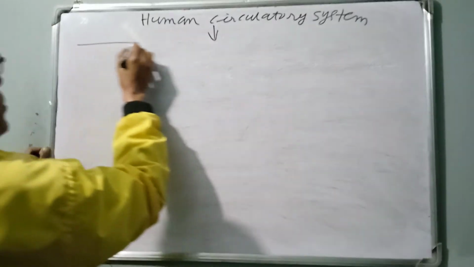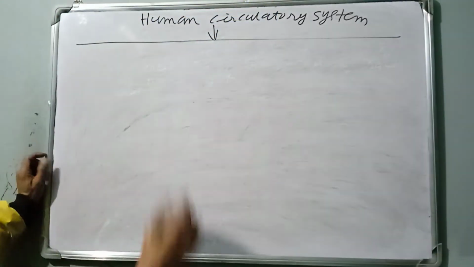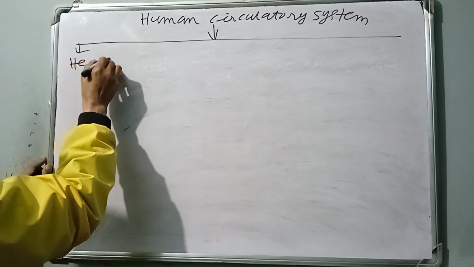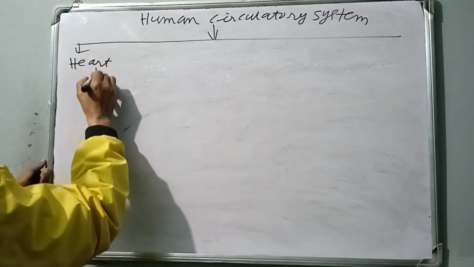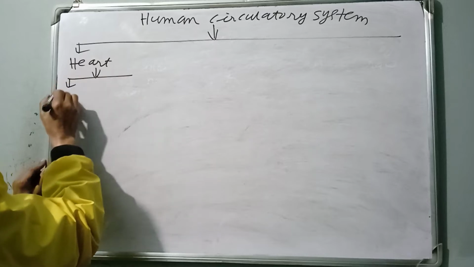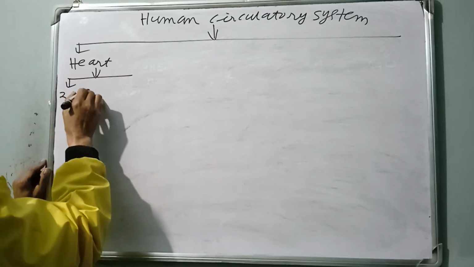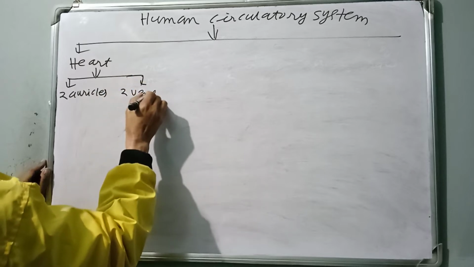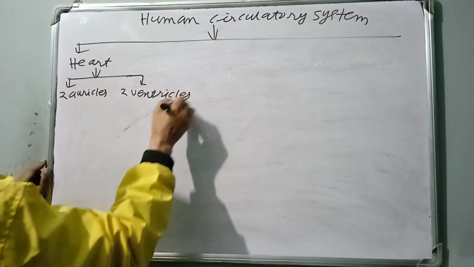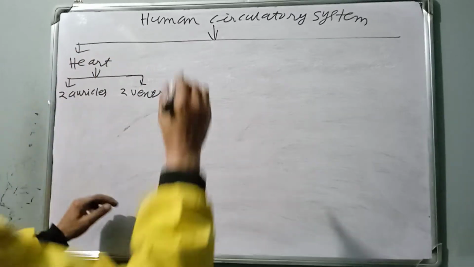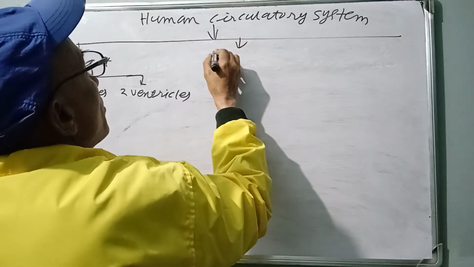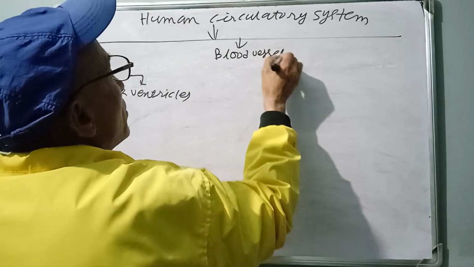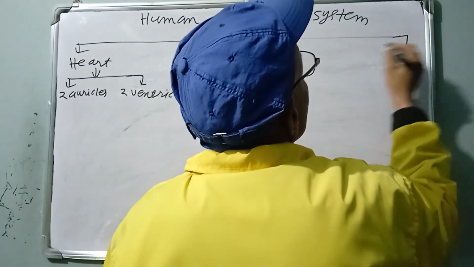It contains the following, mainly 3 parts. Number 1, the pumping organ, heart. The heart contains 2 auricles and 2 ventricles. The first one is heart. The second one is blood vessels. And the third one is blood.